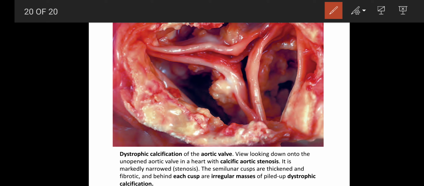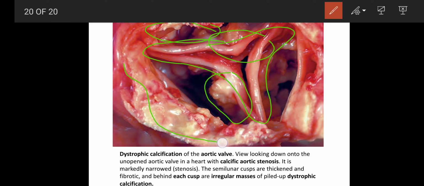So here we are looking at an image of dystrophic calcification. These are actually stenosed aortic valves. Stenosed means they are blocked. The lumen has been completely reduced, and they were damaged valves. Because of some reason, the valves were damaged, and in these damaged valves, calcium started to deposit, and these valves became stenosed. See on the outer aspect, these are the semilunar valves, and on the outer aspect we can see deposition of calcium as well. So this is an example of dystrophic calcification.